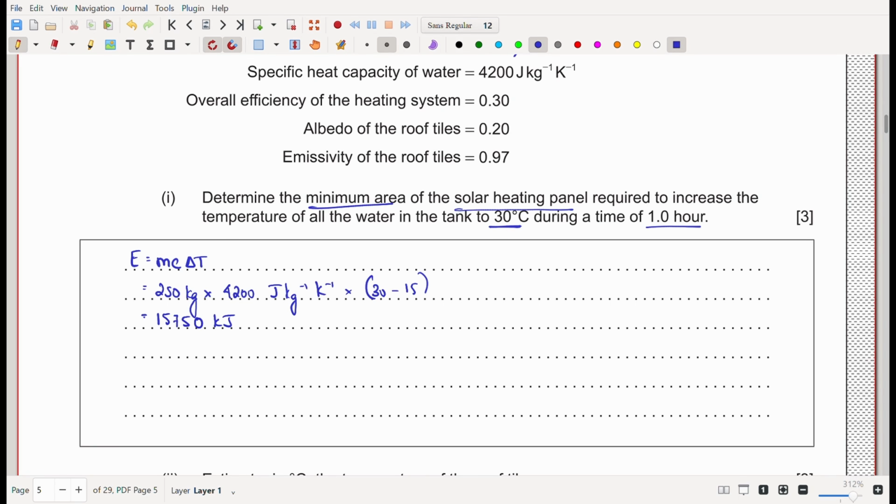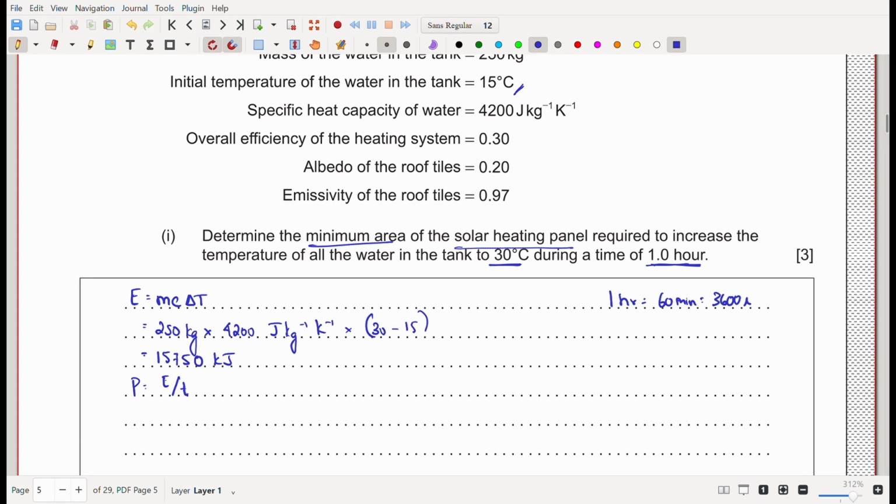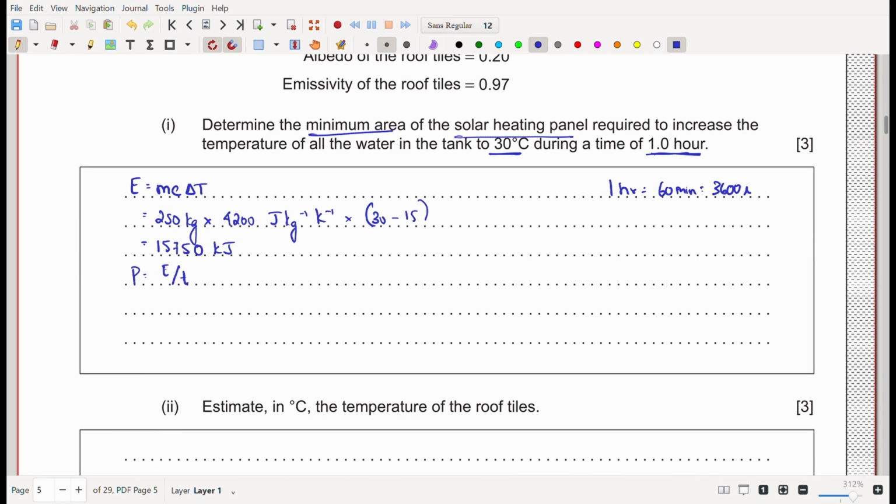Now, we have to look at the power. So power is equal to energy by time. And we are given our time of 1 hour, which is equal to 60 minutes, which is equal to 3,600 seconds. So we can use that. But you should remember that we have an efficiency as well. The efficiency is given as 0.3, which means a 30% efficiency.